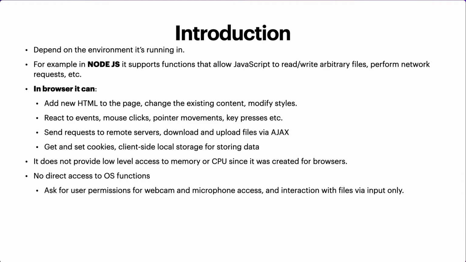There is no direct access to operating system functions, and if your code is using the microphone or webcam or something like that, it will explicitly ask for user permission to interact with the webcam and microphone. And it has the same-origin policy by default. For example, you can only make requests from one domain to another if allowed, and you cannot make a request, for example, from www.facebook.com to www.google.com. That's a cross-origin request.